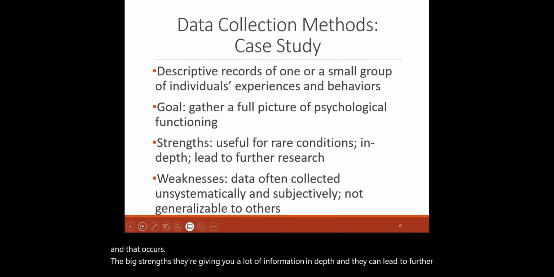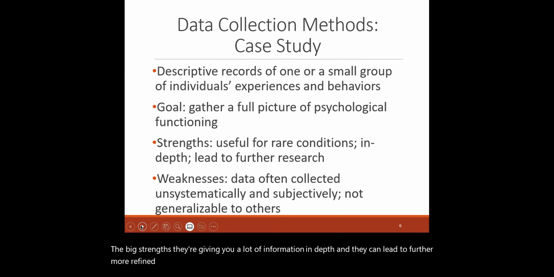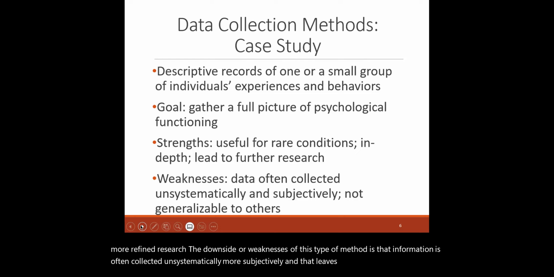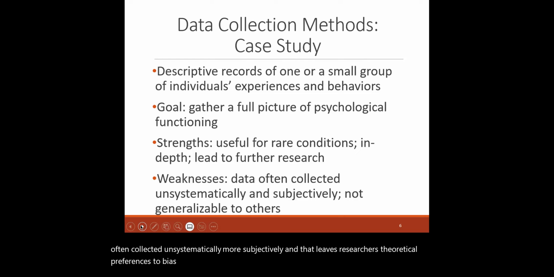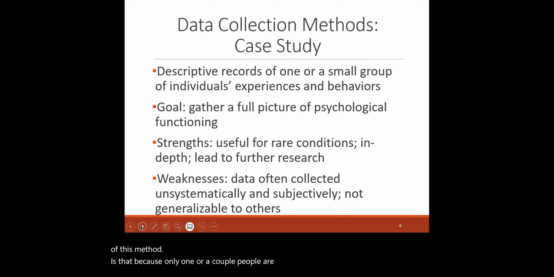The big strengths, you know, they're giving you a lot of information in depth, and they can lead to further, more refined research. The downside or weaknesses of this type of method is that information is often collected unsystematically, more subjectively, and that leaves researchers' theoretical preferences to bias their observations and interpretations at times. The other really big limitation of this method is that because only one or a couple people are being studied, their results are not generalizable to the population at large.